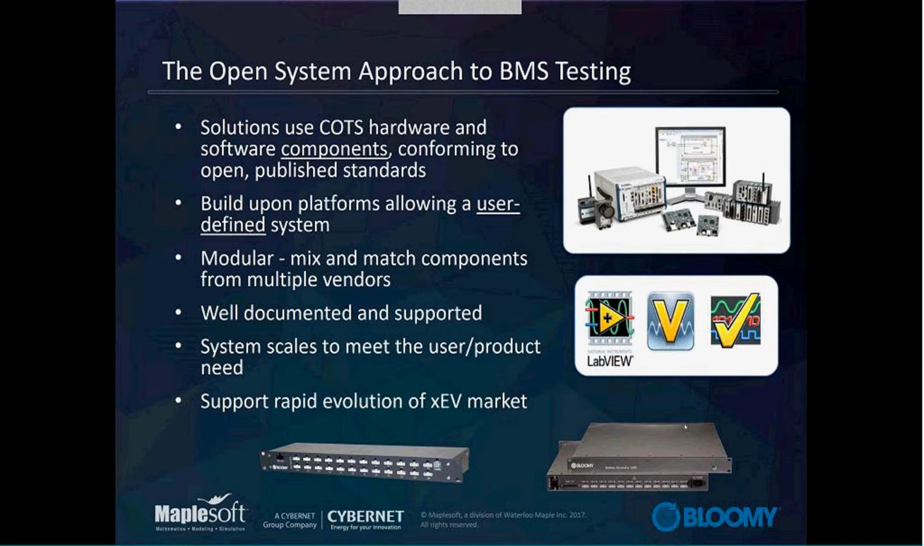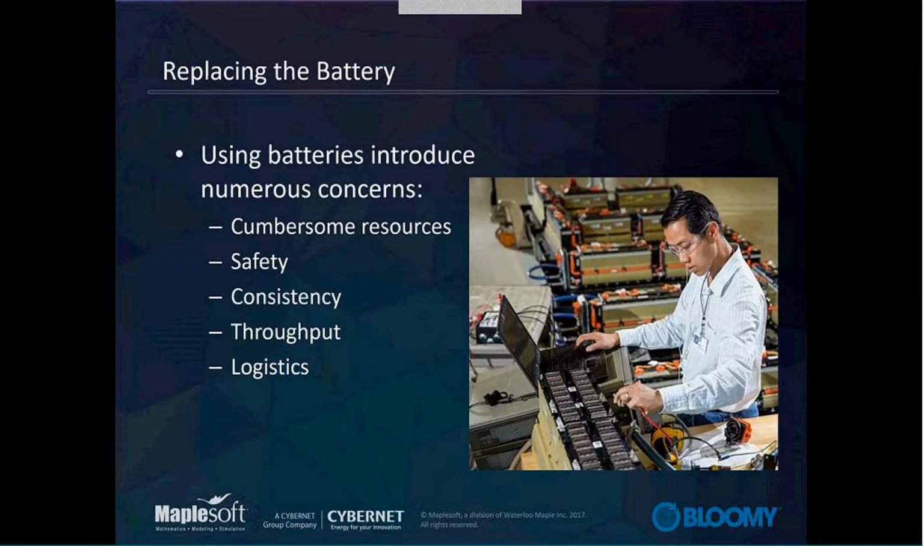So the open system approach really facilitates this scalability and usability in a way that supports the rapid evolution of the EV market. Things are changing very quickly within the market. Requirements of system performance are rapidly changing. So really the need of the market has been to have test equipment that can support that rapid evolution as well. And that's how the open system approach really matches. So really just going through some of the challenges that we implement. The first is getting rid of the battery. We don't want to use a battery when we're testing a BMS.